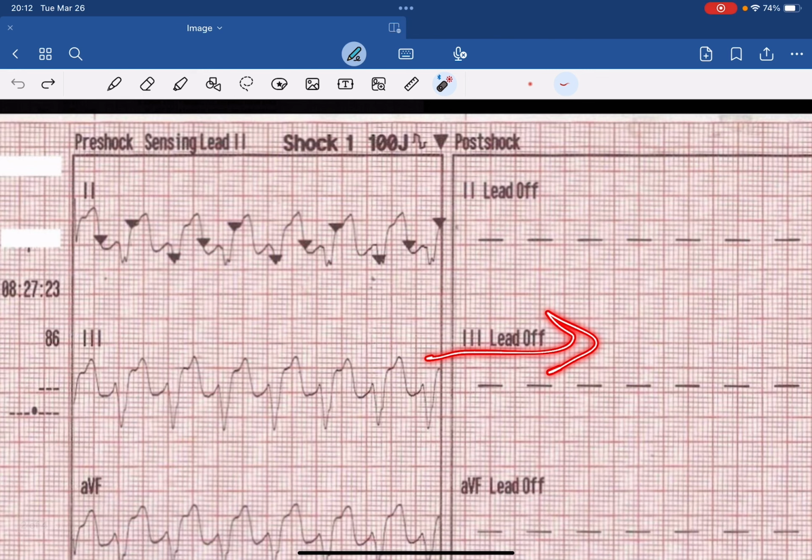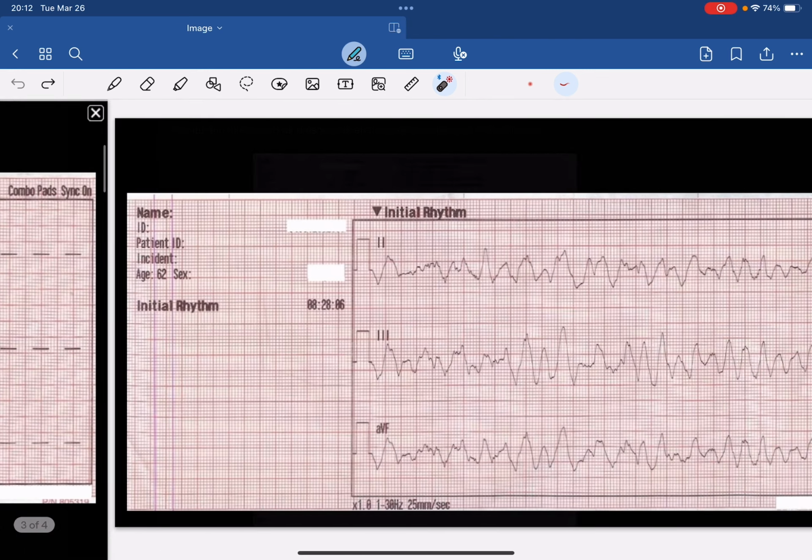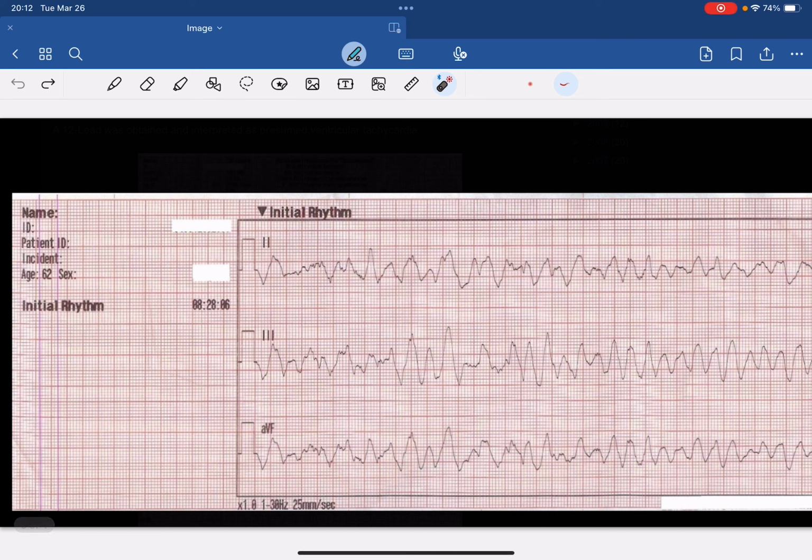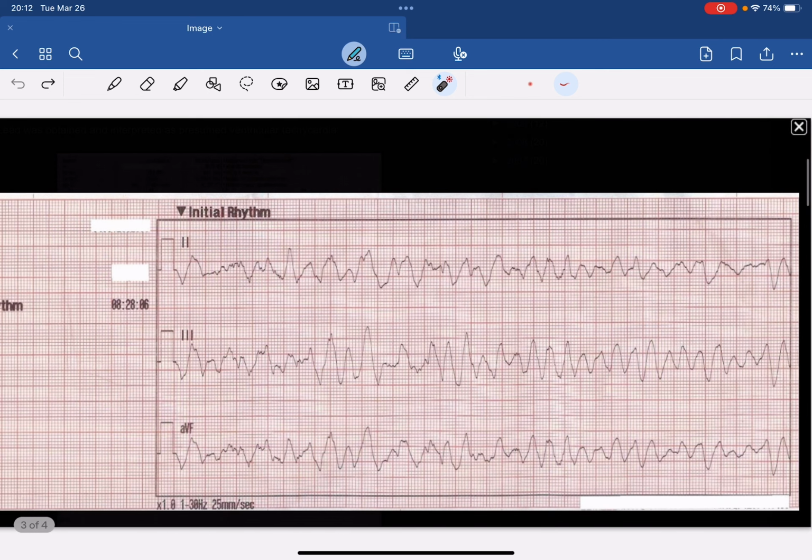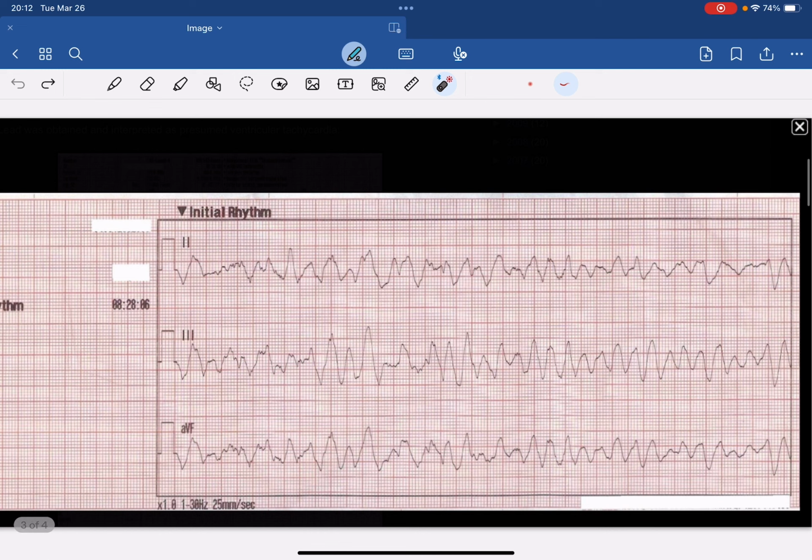So, that's interesting. But following that shock, this is the subsequent rhythm strip. I guess once they got their lead situation figured out, the patient is very clearly in a coarse VFib. You have disorganized, kind of sporadic activity, and obviously this person went into cardiac arrest.